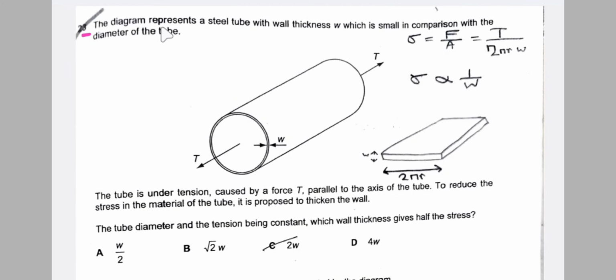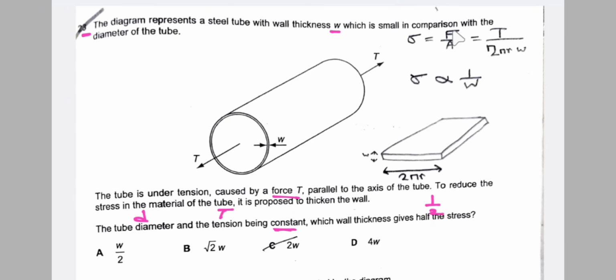Question number 23. The diagram represents a steel tube with wall thickness W, which is small in comparison with the diameter of the tube. The tube is under tension caused by a force T, parallel to the axis of the tube. To reduce the stress in the material of the tube, it is proposed to thicken the wall. The tube diameter and the tension being constant, which wall thickness will give half the stress?